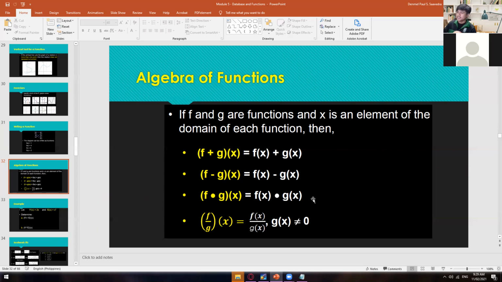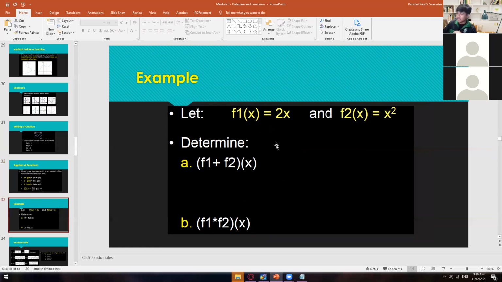All right, so did you guys get this one so far? Algebra of functions. Yes, sir. All right. So let's have some super basic examples. You have here function one, wherein it has a formula of 2x. And then another function, which we could say is g of x. So f of 1, f of 2. Function 1, function 2. Wherein this function 2 is equal to x squared. So if you're going to use the addition algebra, so f of 1 plus f of 2 times x.